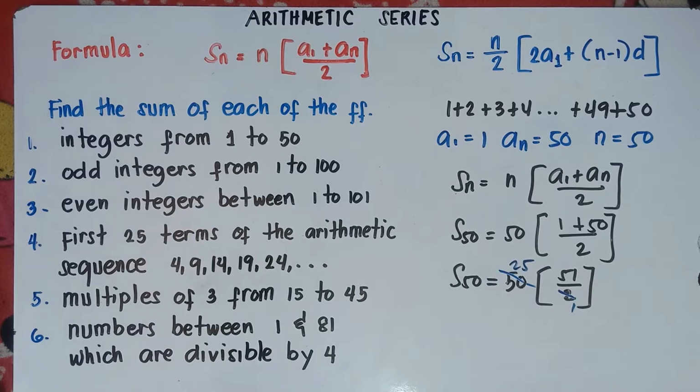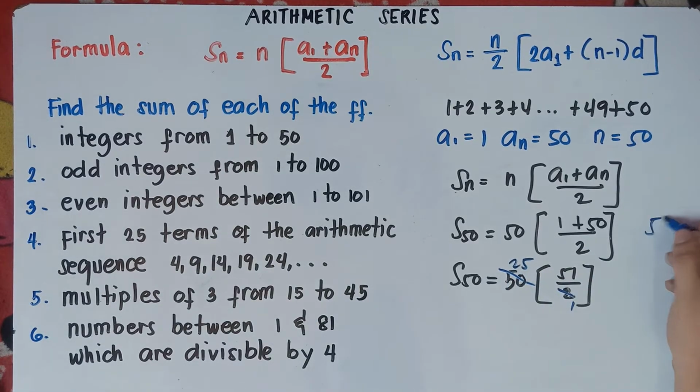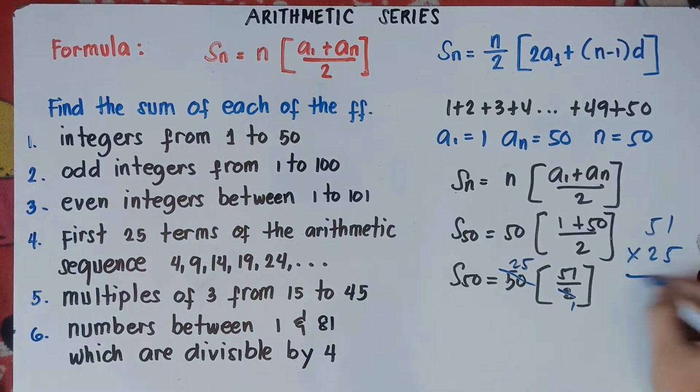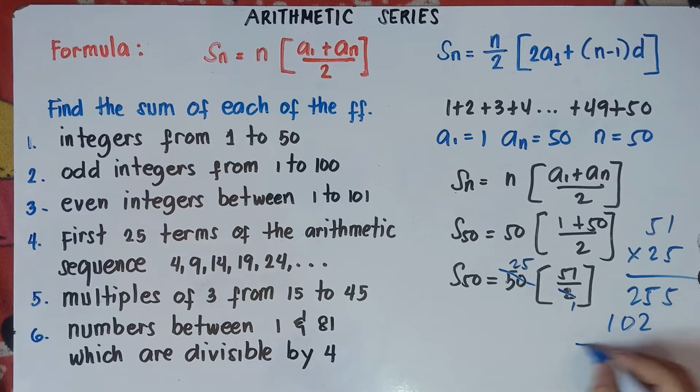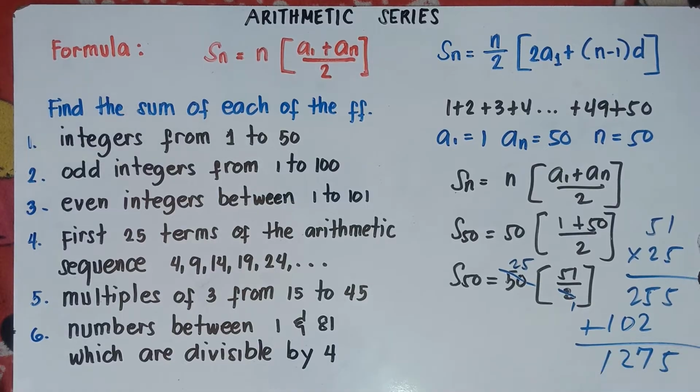So we have 25. So 25 times 51. So 51 times 25. So 5 times 1 is 5. 5 times 5 is 25. 25. 5 times 1 is 5. 5 times 5 is 25. 2 times 1 is 2. 2 times 5 is 10. So our answer, we add 5, bring down 5, 7, 2, 1.